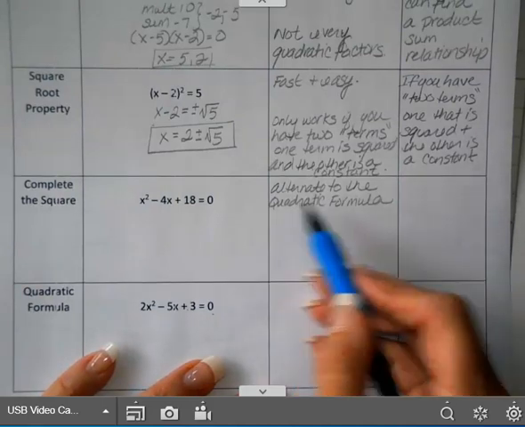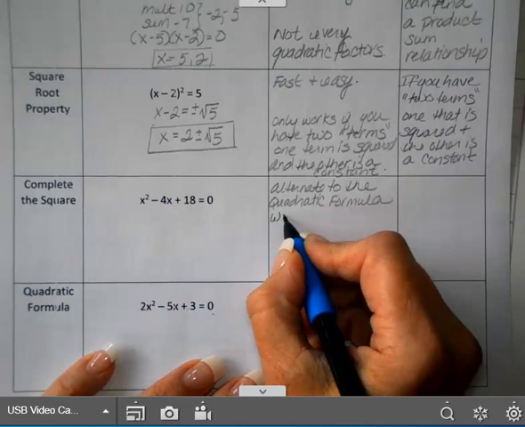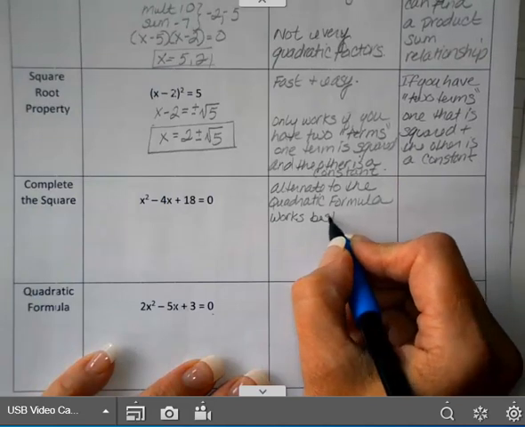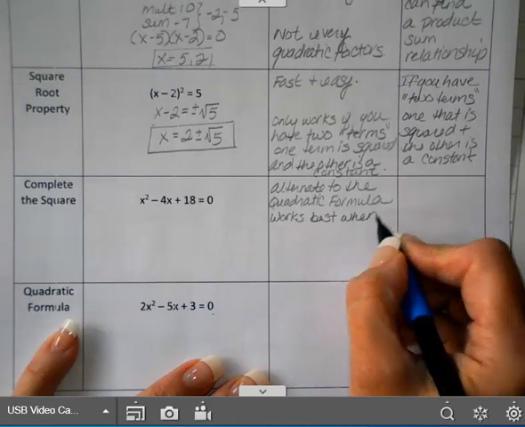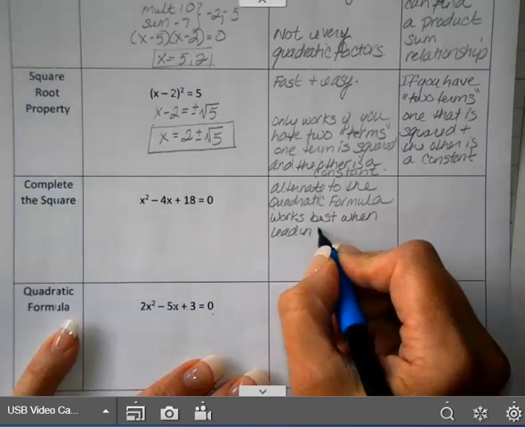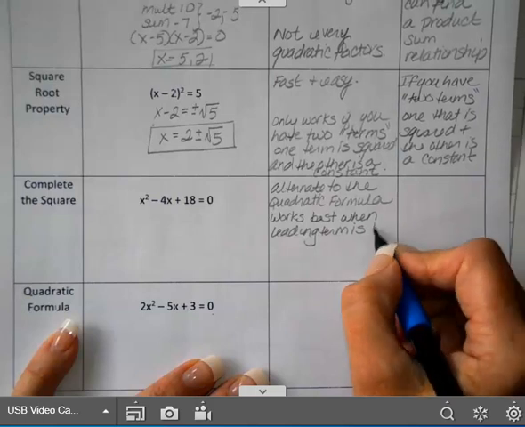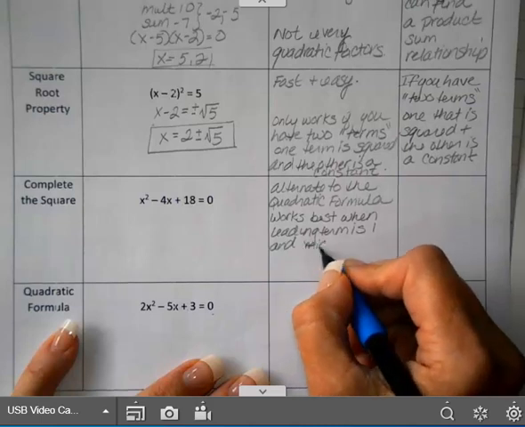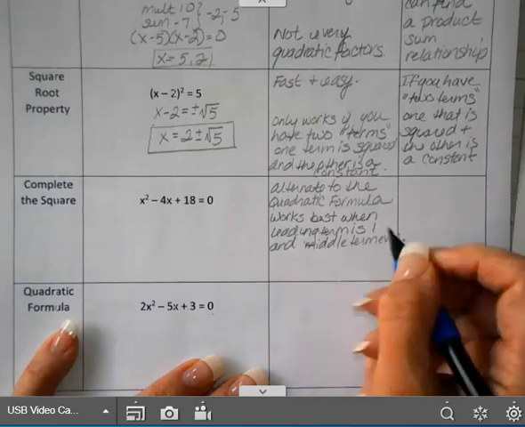This is an alternate to the quadratic formula, and its strength is it works best when your leading term is 1 and middle term even. So that's when I want to use it.